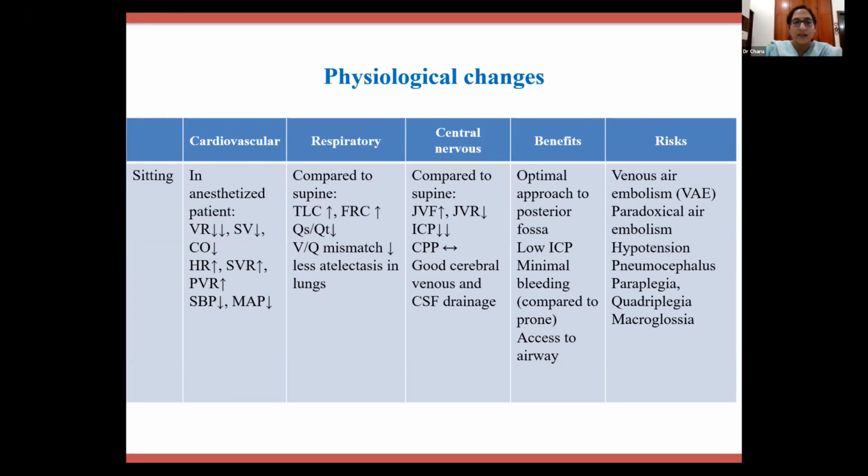In the cardiovascular system, because of the venous pooling in the limbs, there is decrease in the venous return and decrease in the cardiac output. So the heart rate increases, and the systolic blood pressure and the mean arterial pressure decrease.